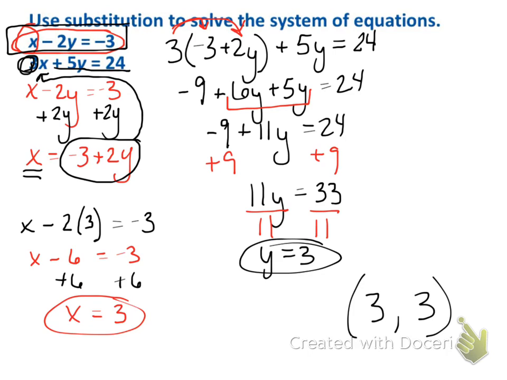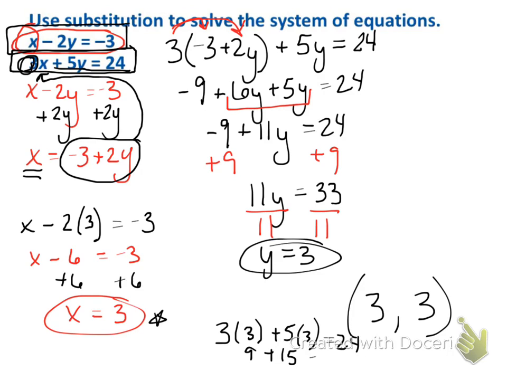Now some of you might be thinking, how can I check to make sure my answer is correct? Well, it's really easy. Take the other equation that you didn't use to find your second variable and plug them in. So 3 times 3 plus 5 times 3 should equal 24. If it doesn't, you made a mistake. So that's 9 plus 15, and that does equal 24, so we know our final answer is correct, 3, 3.